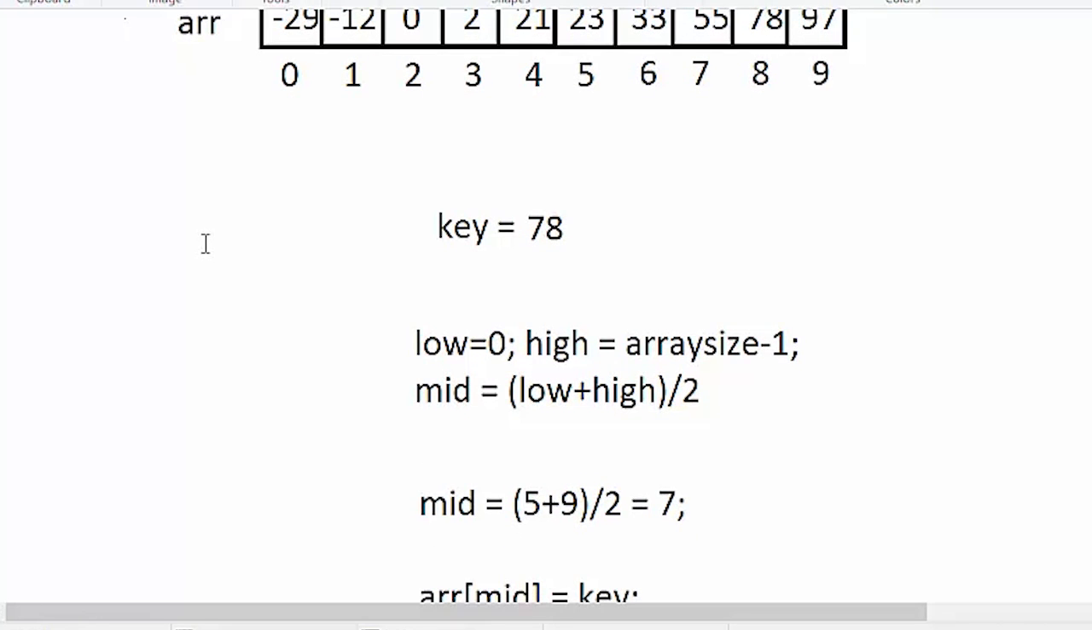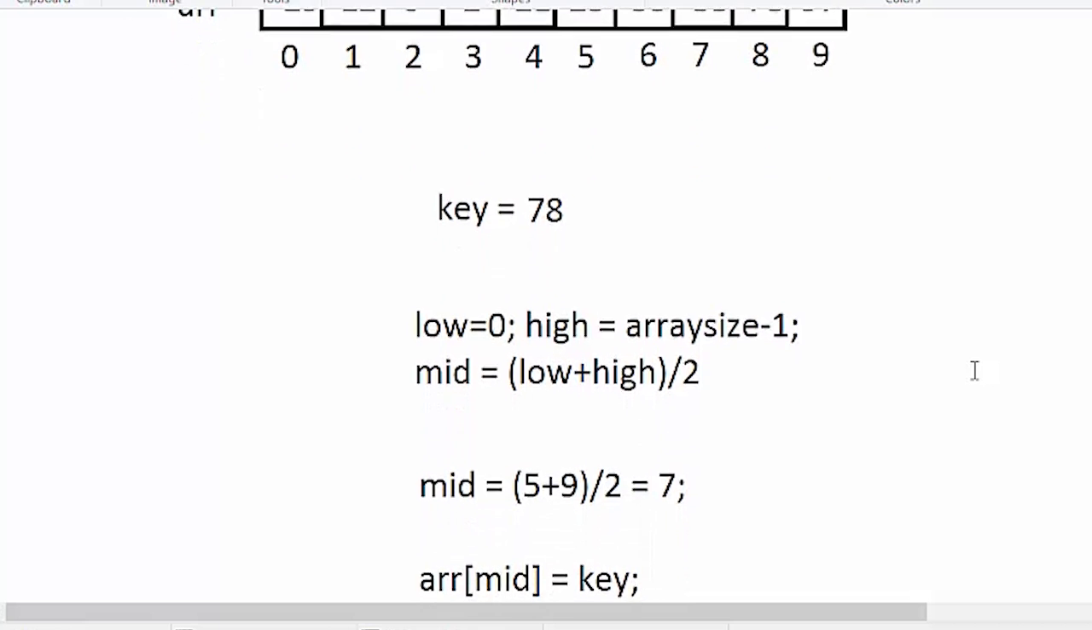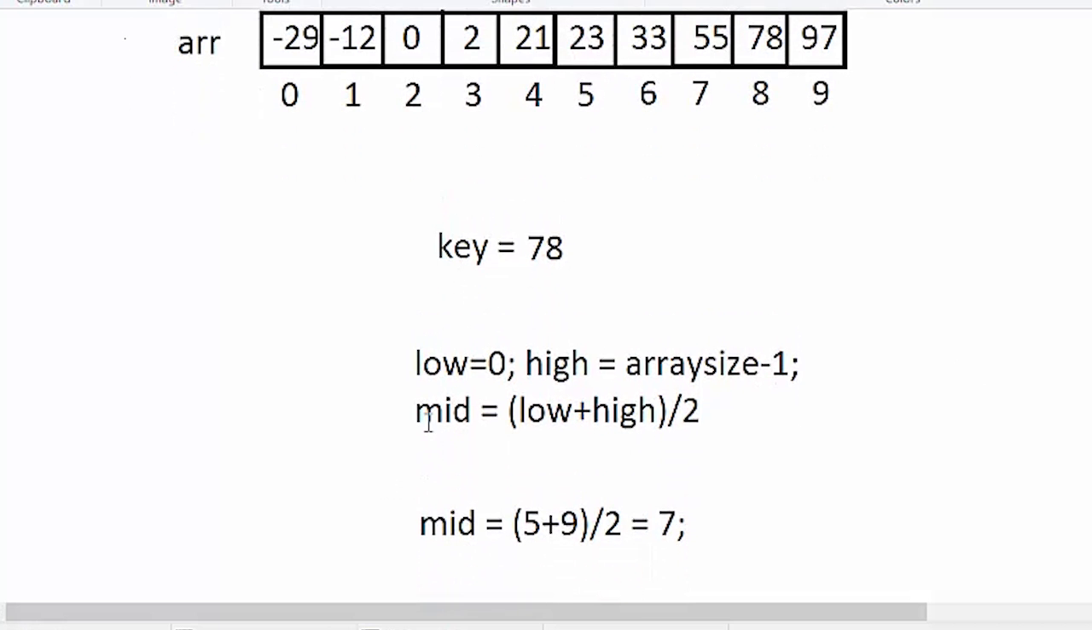Okay, so the first step in the binary search algorithm is we define two integers, low and high. Low is the first index of the array, which is 0. High is the last index of the array, which is array size minus 1. Why array size minus 1? Because we are starting from 0 and the ending index is 9. So array size is 10 and ending index is 9. And we define one more integer, mid, which is low plus high by 2. So it's the mid of low and high.